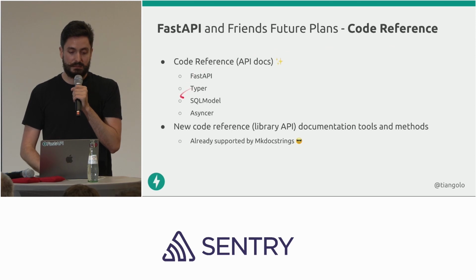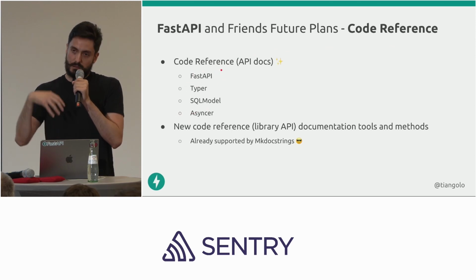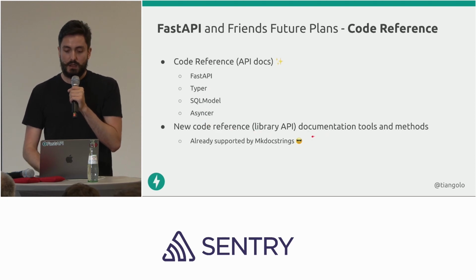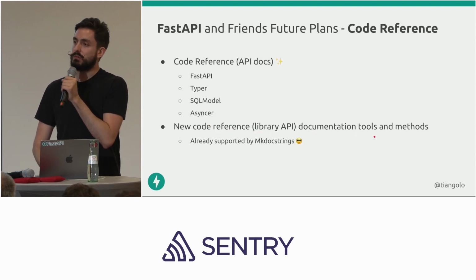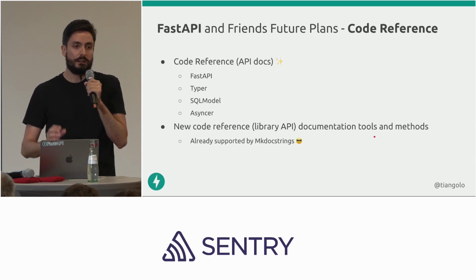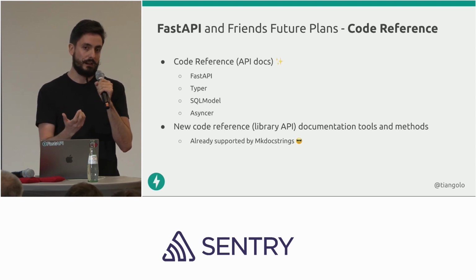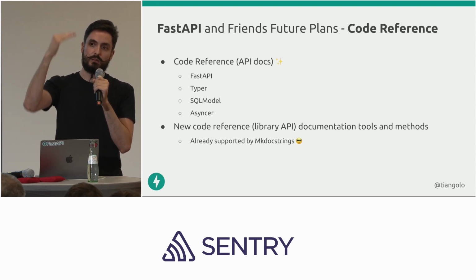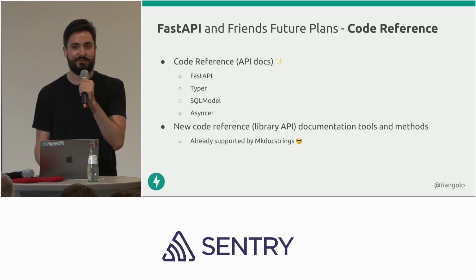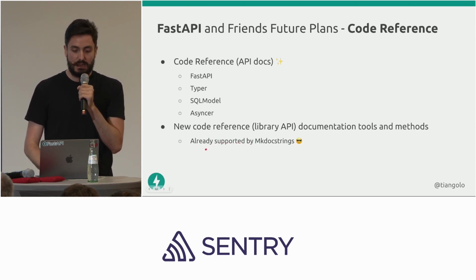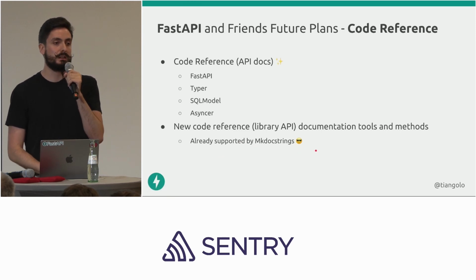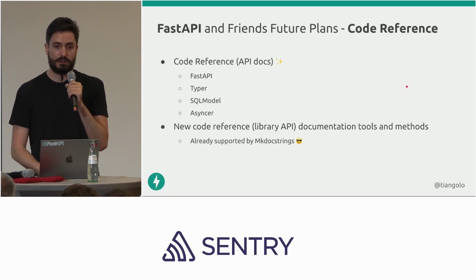This is going to come for FastAPI, Typer, SQLModel, Asyncer. This is the thing that I have been working on the most recently, and it also involves new ways and tools to document these things. The way that I'm doing it will also allow me to test that the docstrings are consistent across all the functions, so there's just a lot of work being done through this. But this new system is also already supported by Make Docstrings. So this is just going to work, and it's going to be quite cool, I think.